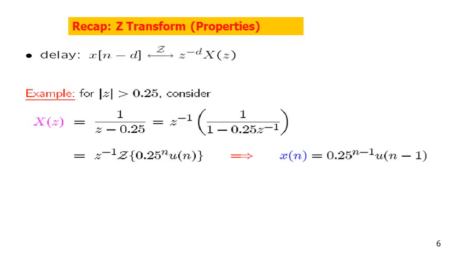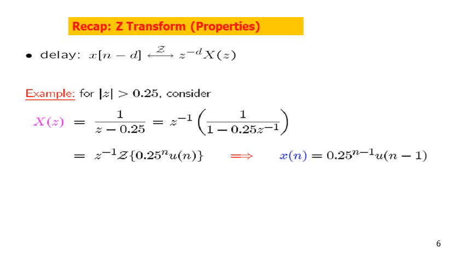The next property that we will revisit is the delay property. This property states that if there is a delay of d in time domain, then it translates to multiplication by z raised to the power minus d in z domain, and the ROC would remain the same except maybe addition and subtraction of z equal to 0 and z equal to infinity.